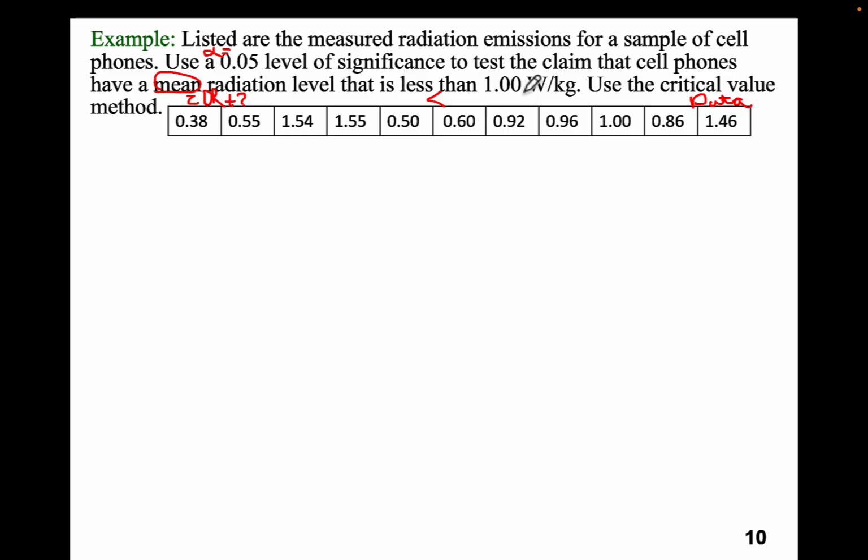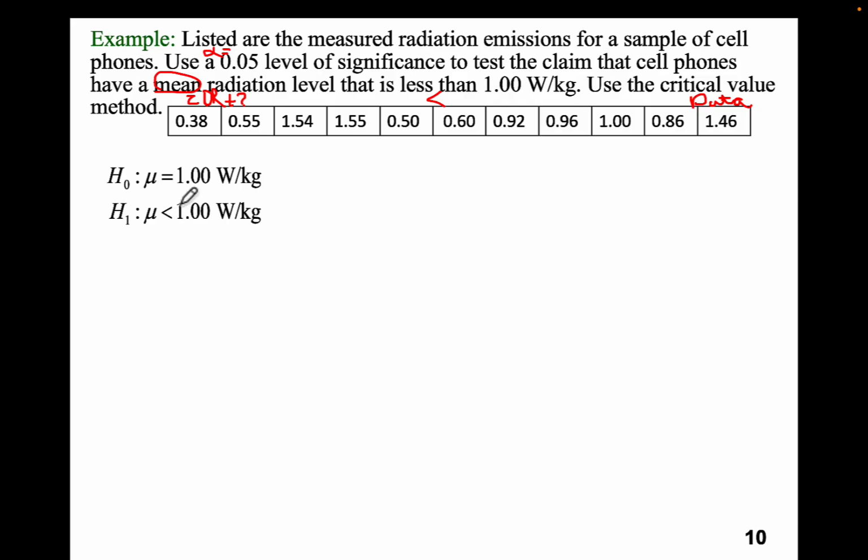All right, let's set it up. Null and alternative hypothesis. Notice that we're not using p because that was for proportions. We're using mu, that's the population parameter for means. Null hypothesis is always equal, and the wording in the claim led us to the less than sign.